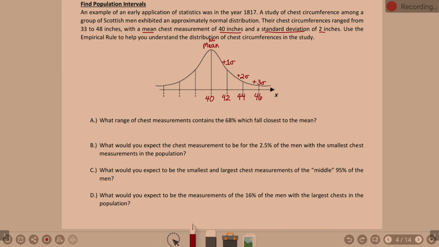Now, just like we went in the positive direction, guess what? We go in the negative direction. So, to the left of the mean, we're going to subtract 2. There's 38. That is 1 standard deviation left. The next one, 36, which is 2 standard deviations left, and 34, which is 3 standard deviations left. Okay. So far, so good with those basics?